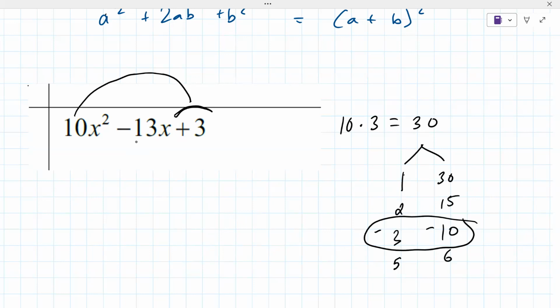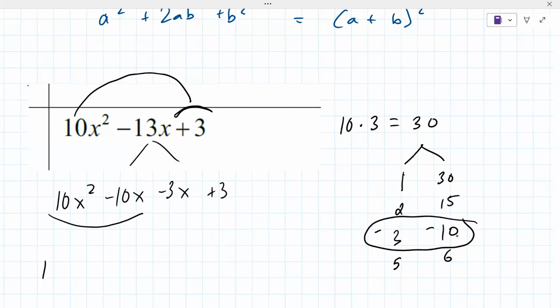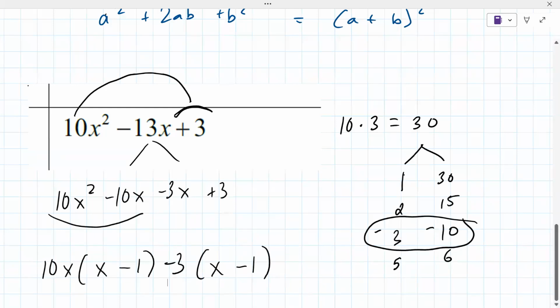Got it. So now you figure out which pair is better with the 10x squared. Is it the minus 3 or the minus 10? And hopefully you'll say it's the minus 10x that pairs better with that. Then you take out the 10x on that side. And if you've done it correctly, whatever's in the parentheses there, you can multiply by negative 3. There you go. It should work, and that's the idea. Unless it's prime, which we haven't seen.